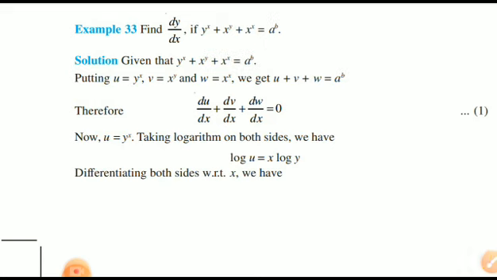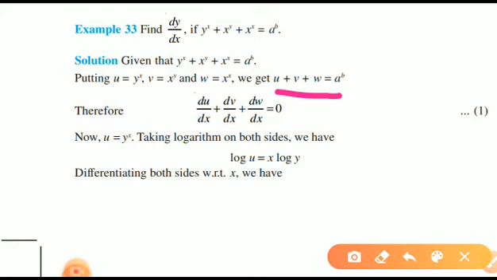So the given function can be written as u plus v plus w is equal to a raised to b. That means if I differentiate it with respect to x, I'll be getting du by dx plus dv by dx plus dw by dx equal to 0, since a raised to b is a constant, so its derivative will be 0. So separately consider your function u, find what is du by dx.